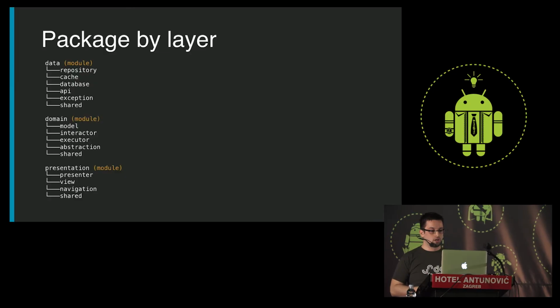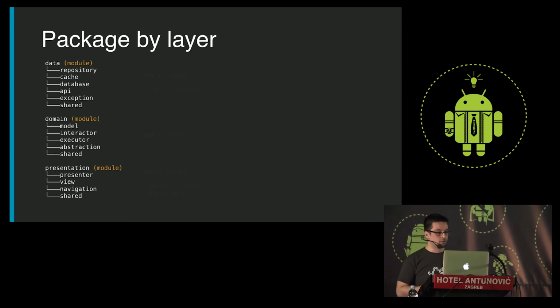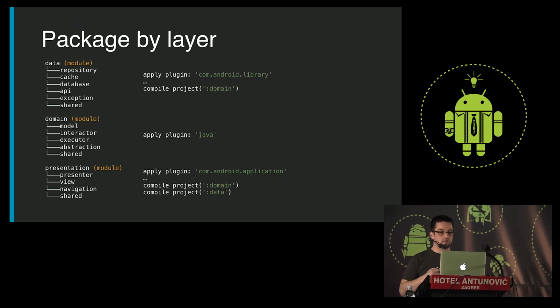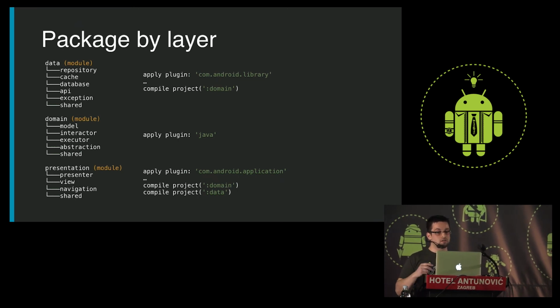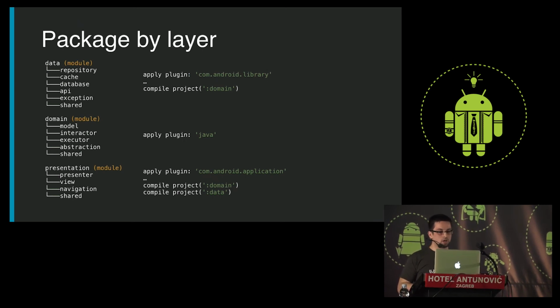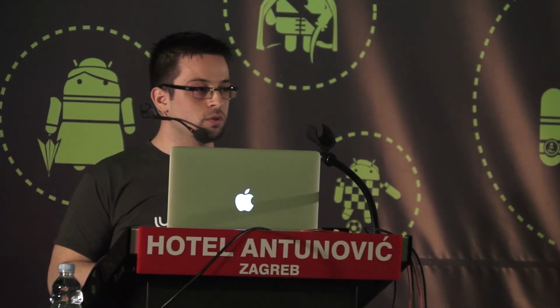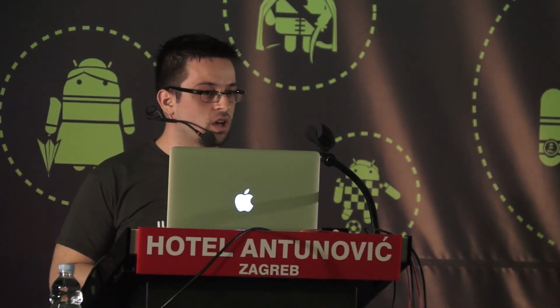Package by layer. The nice thing here is that we can develop each of these layers like separate modules. And this has a pro that no one can accidentally use something from other domains. So it ensures the dependency rule. And of course, since domain is a Java module, its testing can be unit-based and really fast. And it's possible to reuse these modules in other projects if you have, like, a desktop app.